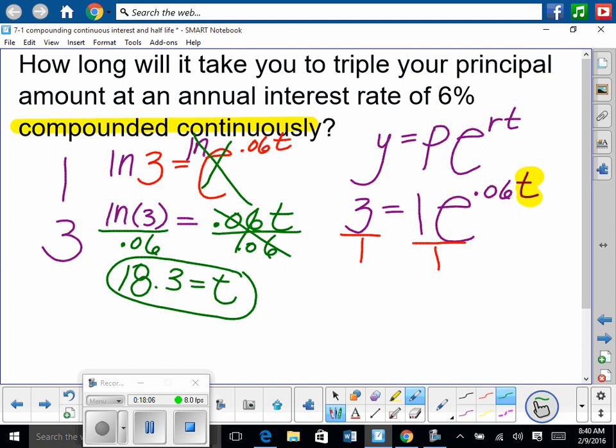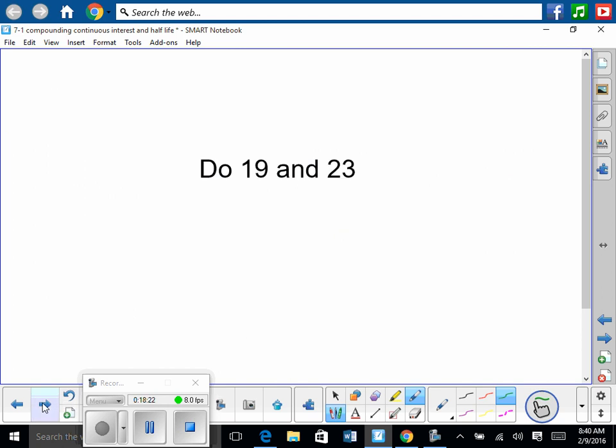Does that make sense? So let's say that you put in $500, to get triple that, you would know it's going to take you 18.3 years. Does that make sense, everybody? Is everybody good with that? Because that was kind of a brand new example. Okay, so then do the 19 and 23. Ready, set, go.